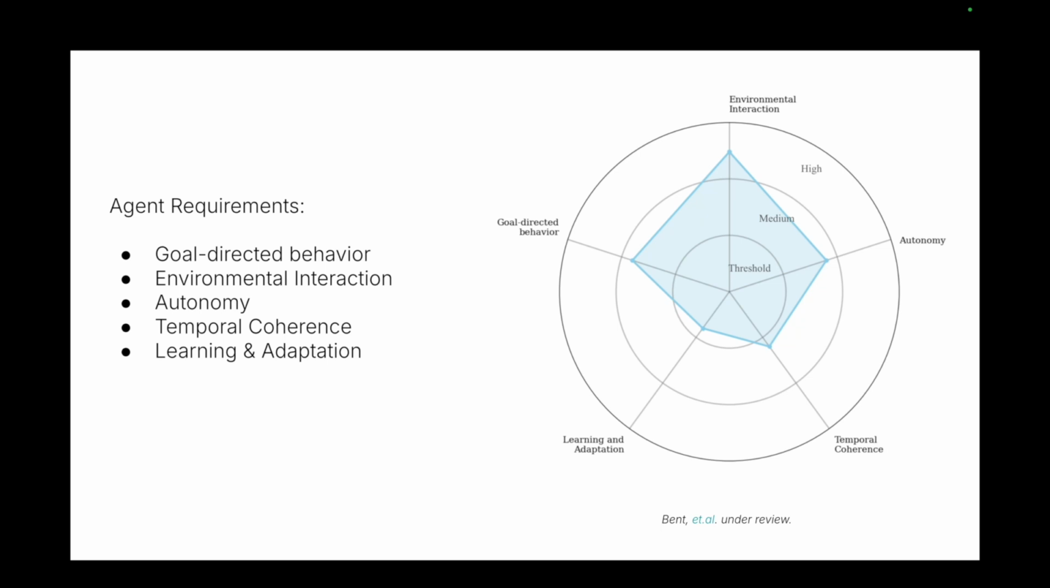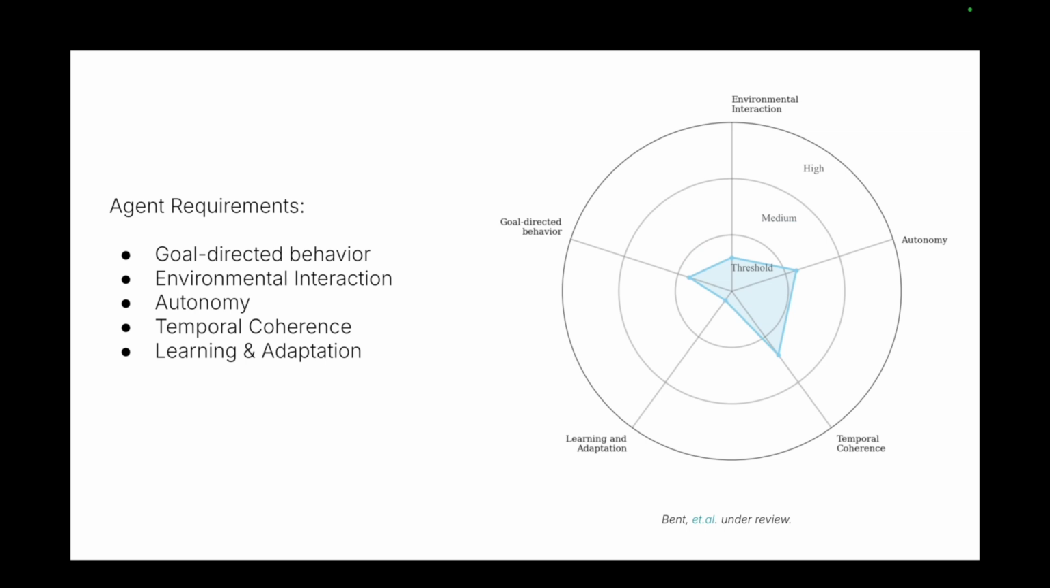adaptation. That's a lot. If you think about modern day LLM-based agents, they kind of barely meet threshold status for environmental interaction because they don't interact very much with their environment. They have some goal-directed behavior, very little learning and adaptation, some autonomy depending on the tools that are provided at their disposal, and some temporal coherence depending on the memory bank provided to them. But they are kind of at that threshold level of agent requirements at this point.